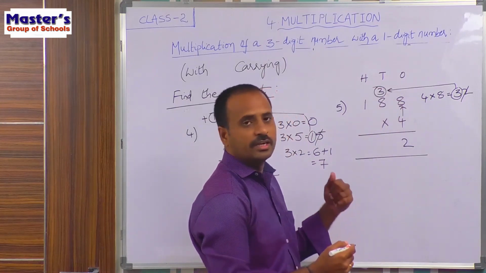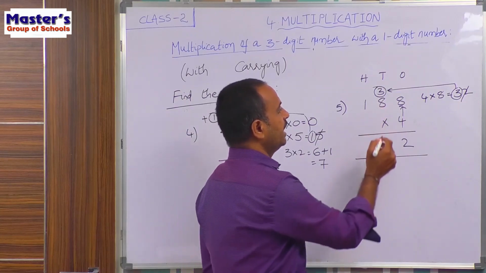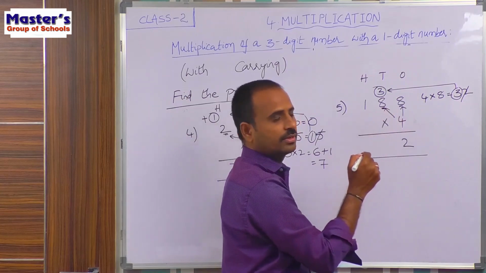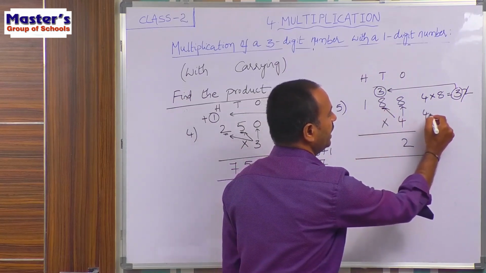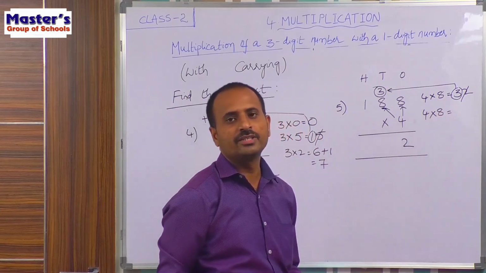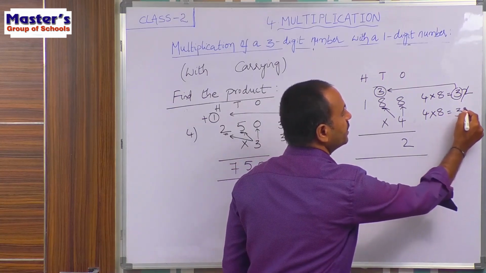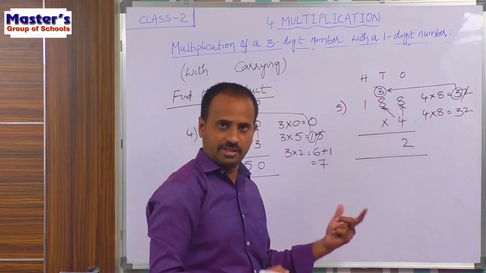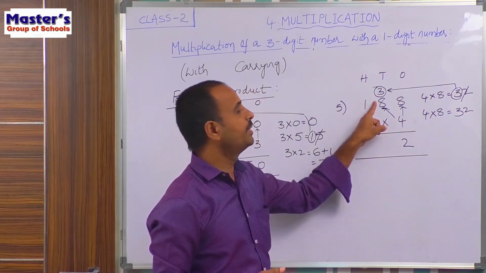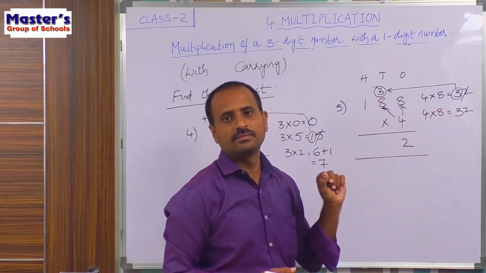Now continue the multiplication with the tens place. What is present in tens place here? 8 is present in tens place. Multiply 8 with 4, that is 4 into 8. Again, how much will you get? 4 8s are 32. Children, but there is a carried number 3. How much is the carried number here? 3 is the carried number, and add this 3 to the product.